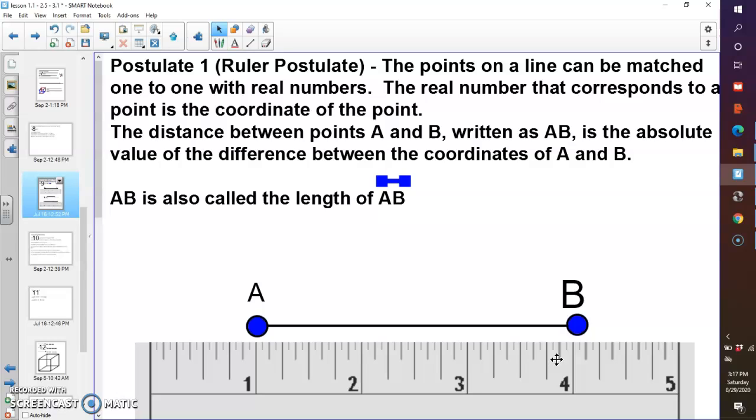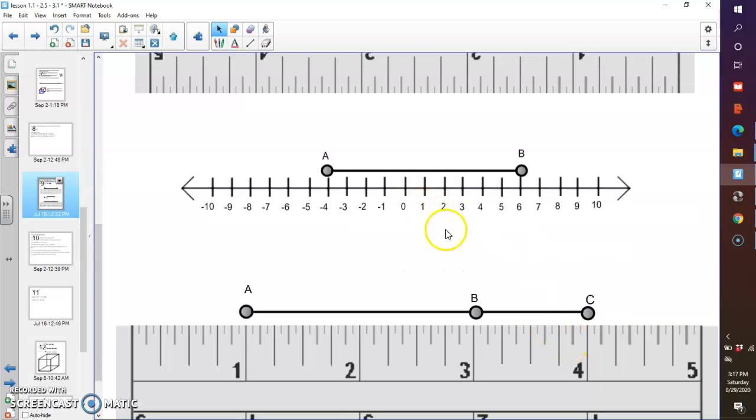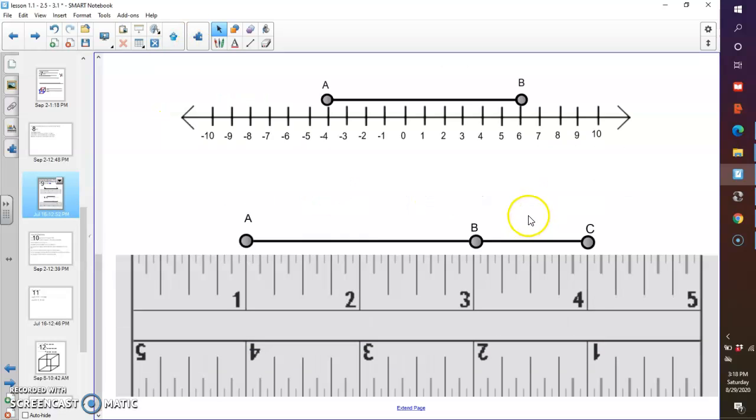It also speaks to the fact that I can be labeling this line AB or BA, and it doesn't matter which numbers I subtract as long as I'm subtracting them. All right. Same deal with an option like right here. We have a coordinate 6 and a coordinate -4. 6 minus -4 is 10. -4 minus 6 is -10. And -10's absolute value is 10. So once we establish -4 is with A and 6 is with B, that is it.